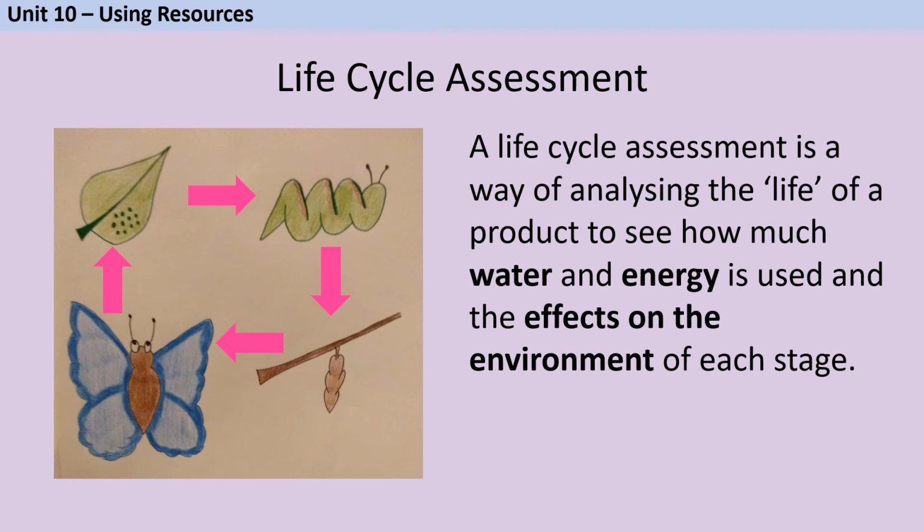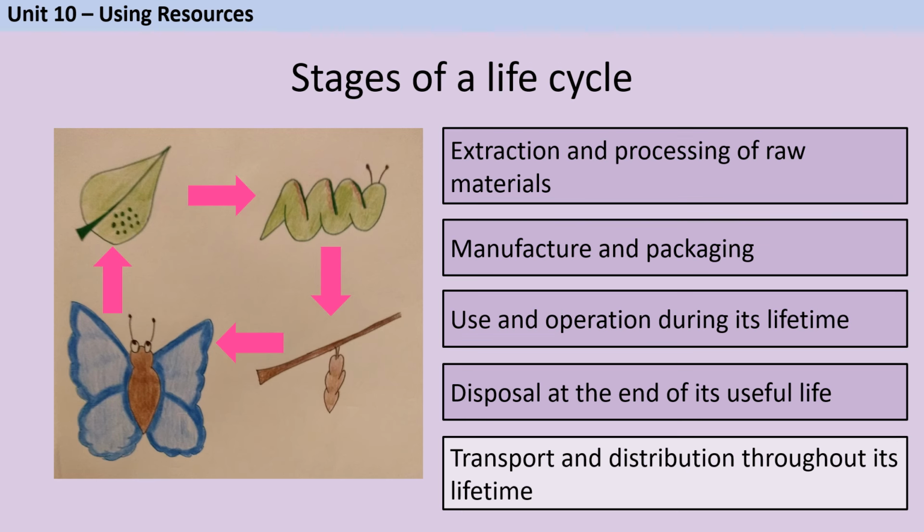In biology, a life cycle is a representation of the various life stages that an organism goes through. In chemistry, a life cycle assessment is where a company analyses the life of a product to see how much water, energy and raw materials are used in each stage and what the impact on the environment might be due to things like emissions of carbon dioxide. There are 4 main stages to a life cycle assessment, and then through all of those 4 stages we also have to consider transport and distribution.